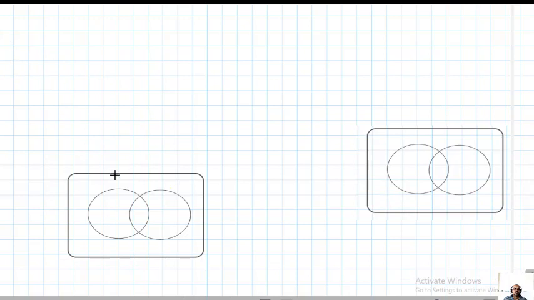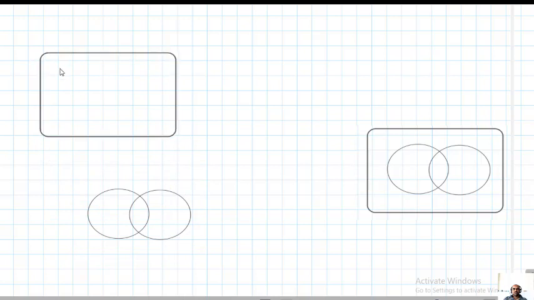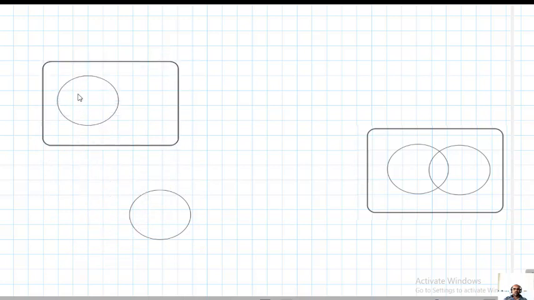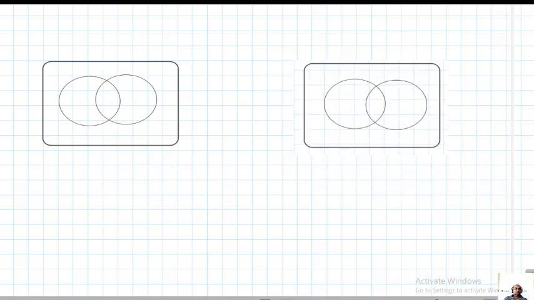This first diagram is for LHS, the second diagram for RHS. So the second De Morgan law is (A intersection B) whole complement equal to A complement union B complement. Intersection becomes union, union becomes intersection. This is set A, this is set B, and the universal set. First of all, I want the LHS: (A intersection B) whole complement.